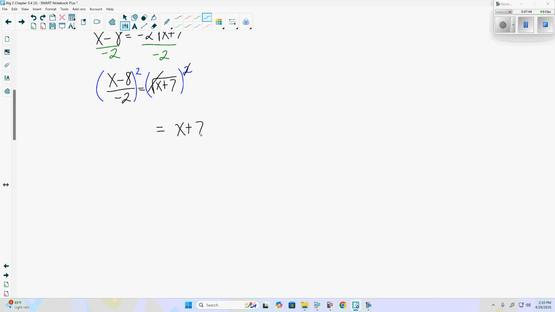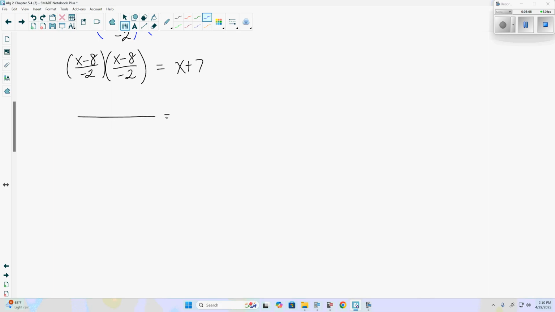Oh, wait a minute. What do we have on top? X minus 8. So we're going to have to actually multiply this by itself. So we're going to have to distribute this through. Now, we'll do the denominators first, because when we multiply two fractions, we have to multiply numerators with numerators, denominators with denominators, tops with tops, bottoms with bottoms. So if we look at the bottom, negative 2 times negative 2 is positive 4. That's the main reason I started there, because that one's nice.